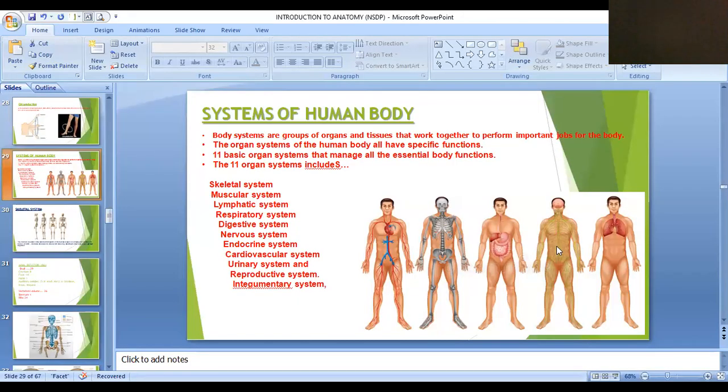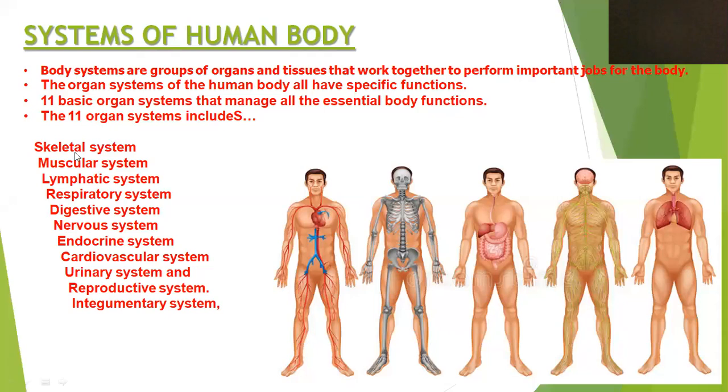Dear students, today we are going to discuss the systems of the human body. What are the different systems of our human body? The human body is made up of 11 systems. The first one is the skeletal system, which consists of bones and cartilages.